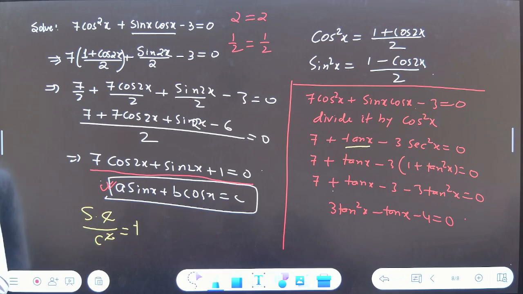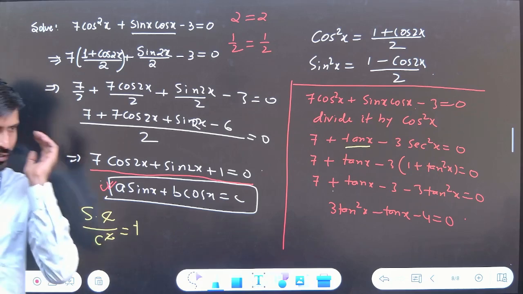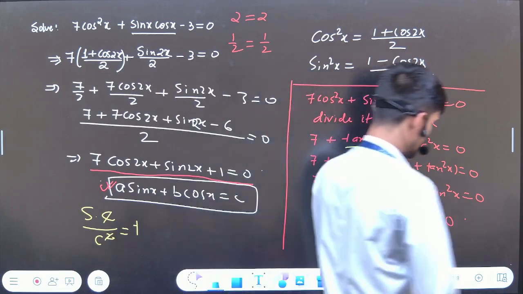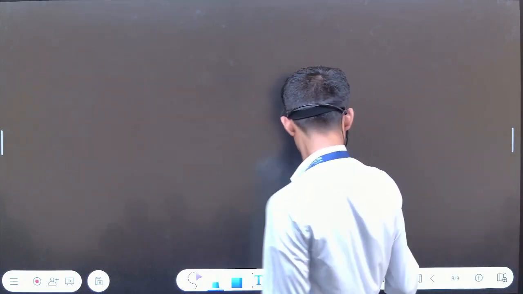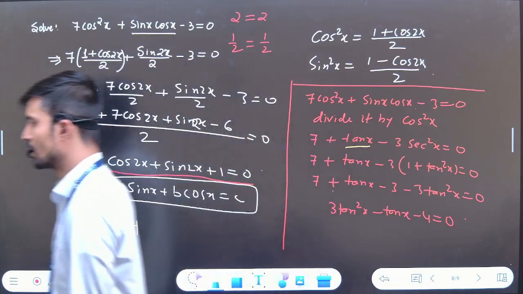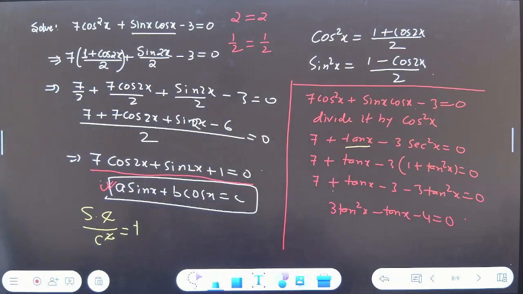Write down type 3. Type 3, solution to simultaneous equation. I will take the photo and I will post it in the group. Okay?